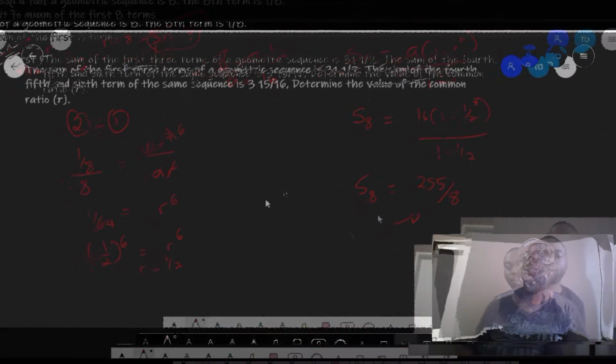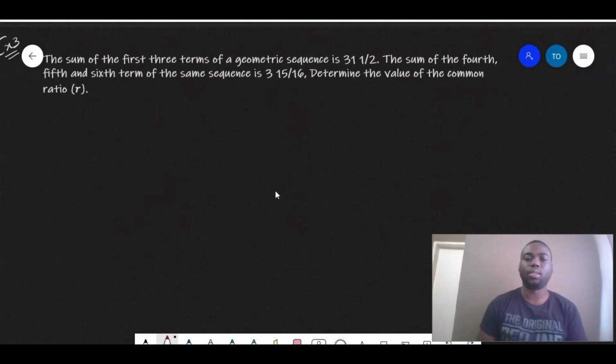That's it. Now example 3 here says the sum of the first 3 terms of a geometric sequence is 31 1 over 2. The sum of the fourth, the fifth, the sixth of the same sequence is 315 over 16. Determine the value of R. So the first thing you need to do in this question, like we did in the previous one, is represent it out in numbers as best as you could.